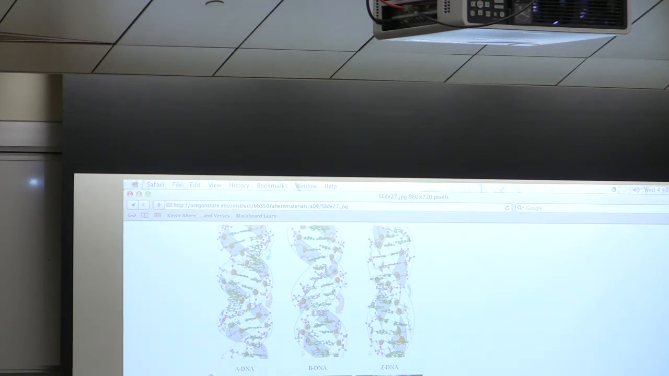All right, so the structure that Watson and Crick reported and got credit for is called the B form of DNA. The B form of DNA is the most predominant form of DNA in the cell. It probably occupies about 99% of the DNA in the cell.